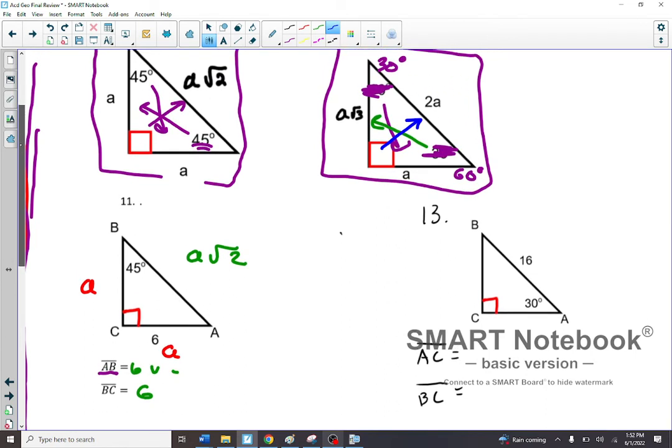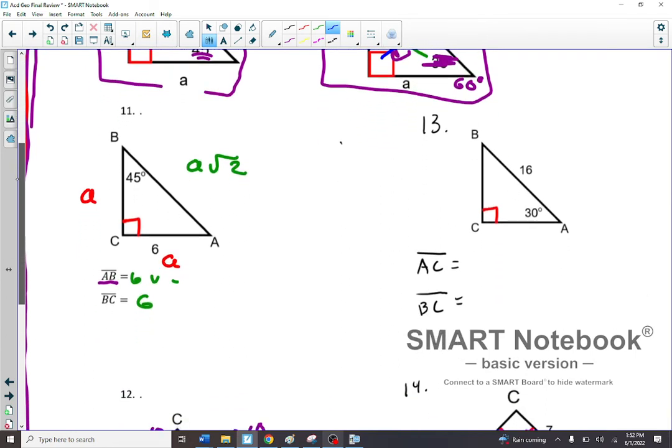Now that's the formula. How do we know which one is which? You've got to look at the numbers on the inside. Since there's a 30 here, you're going to look at the one with 30s. If it's a 45 one, you've got to look at the one with the 45. Okay, this is 30. This is 90. What's left over? This has to be 60, because it adds up to 180.